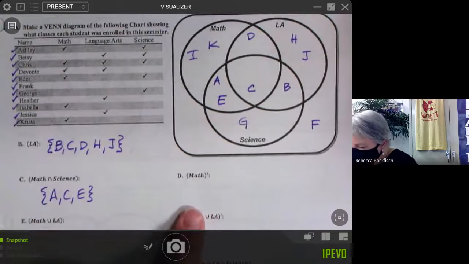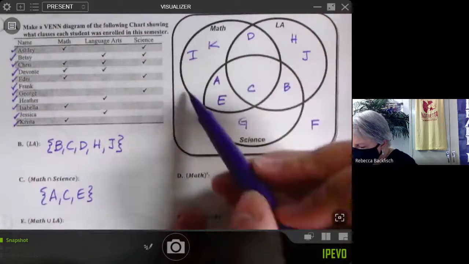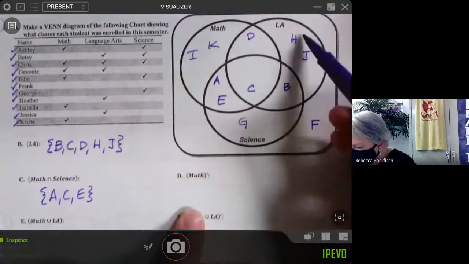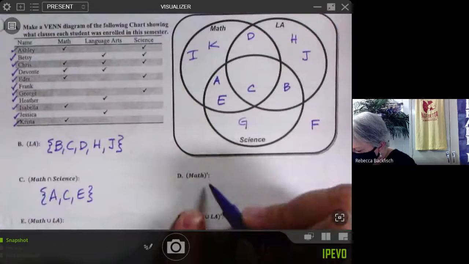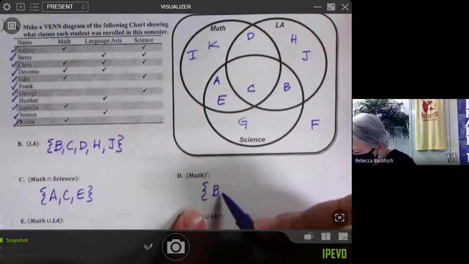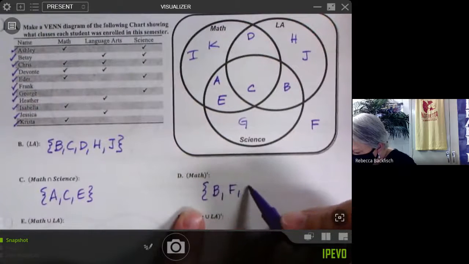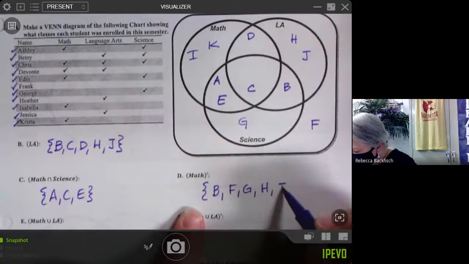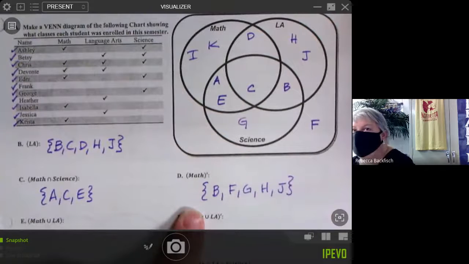Then over here we have the people who are not in math. So everybody outside of the math circles. So H, J, B, G, and F. So I'm going to B, F, G, H, J. Those are all the people who are not taking math.